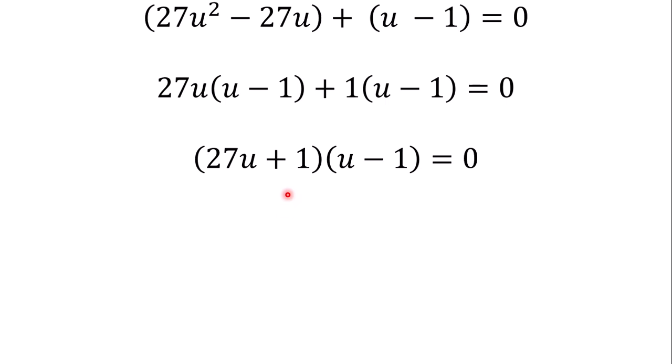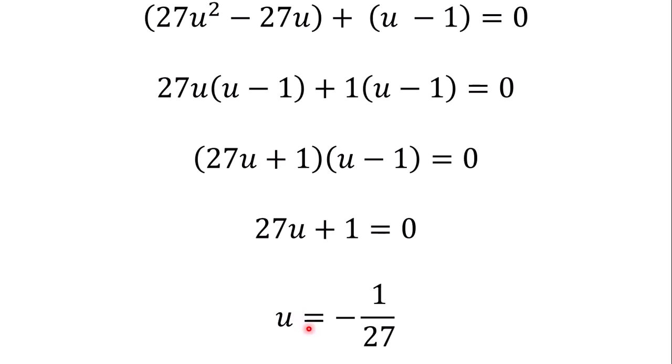Good. So here we are going to equate this one to 0 to find the value of u, and also equate this one to 0 to find the value of u. Okay, so let's equate this one to 0. 27u plus 1 is equal to 0. What is the value of u? Well, when you send this 1 to this side, it will be minus 1. Then we divide both sides by 27. So u will be equal to minus 1 over 27.